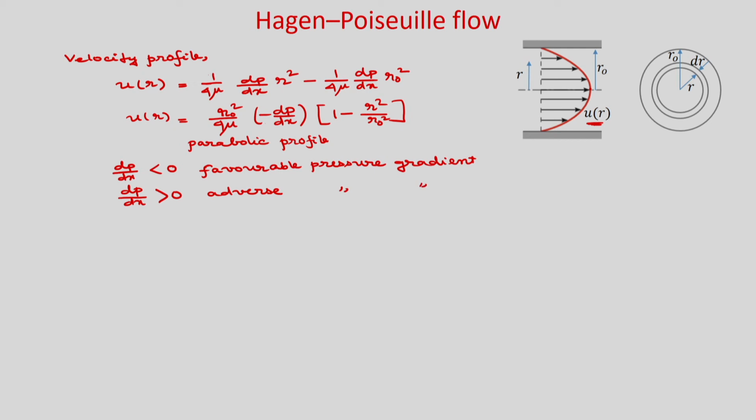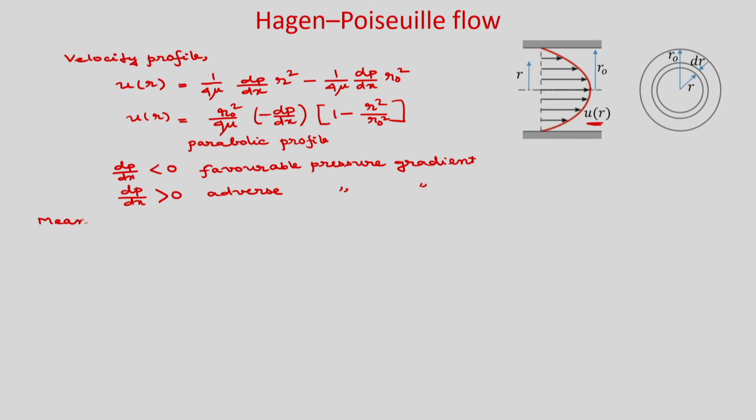Now, you want to calculate the mean velocity in Hazen-Poiseuille flow. So, you can calculate the mean velocity as follows: Q, which is your volume flow rate, you can write as u_m into A, is equal to the integral over the area, the flow area, of u, which is a function of r, into dA.